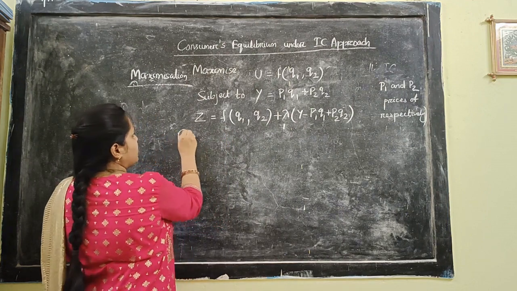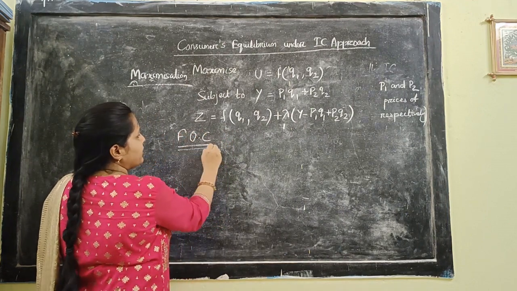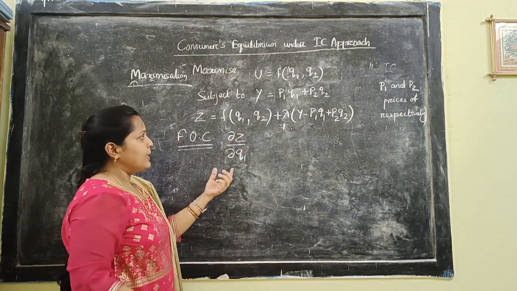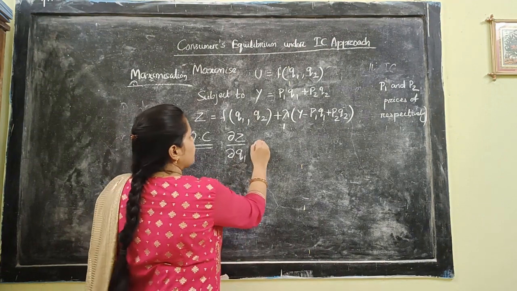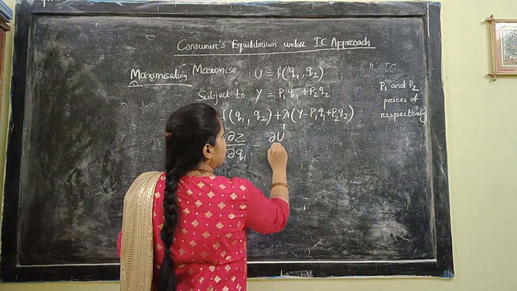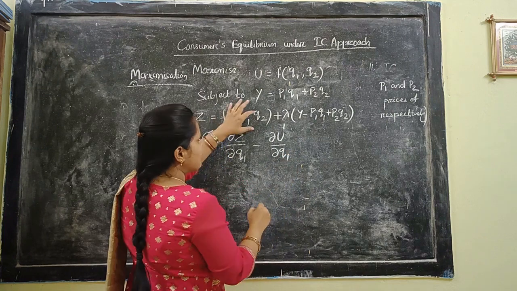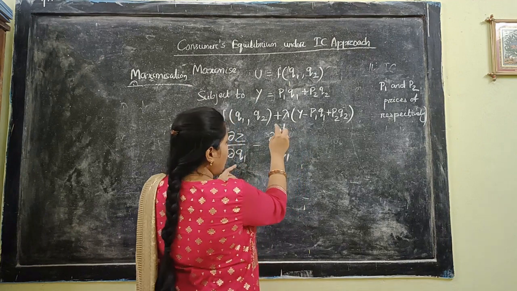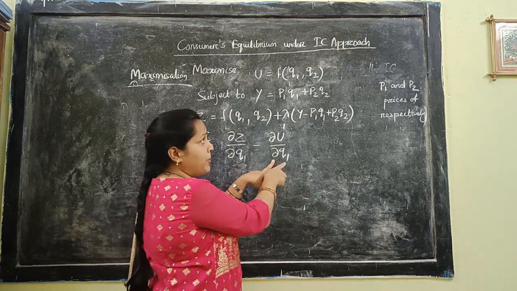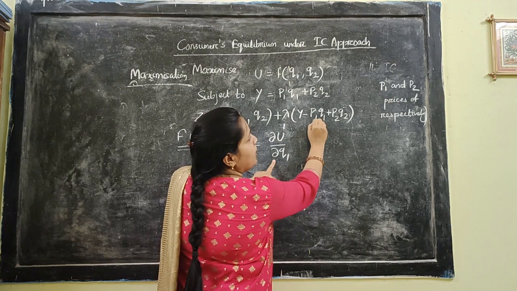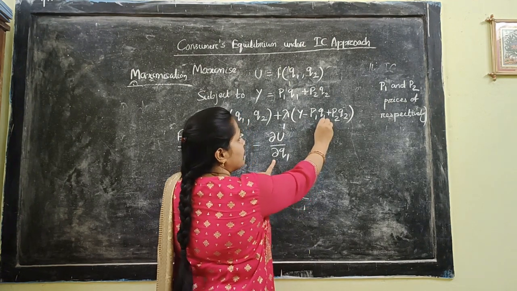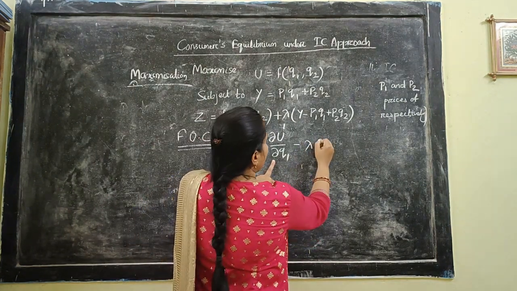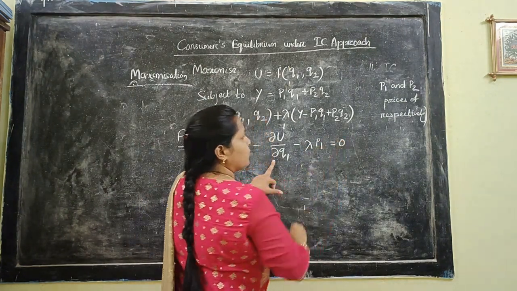First condition, the first order condition, FOC, I am writing it. So del Z to del Q1. What is that here? It is del U to del Q1. First this I am representing as U here, and since we are taking partial derivative of Q1, only this term is having Q1 with it. So we can directly write it, minus lambda P1 is equal to 0.